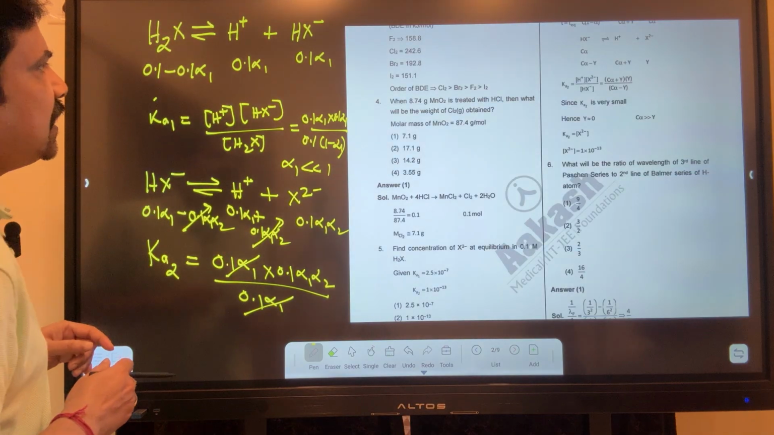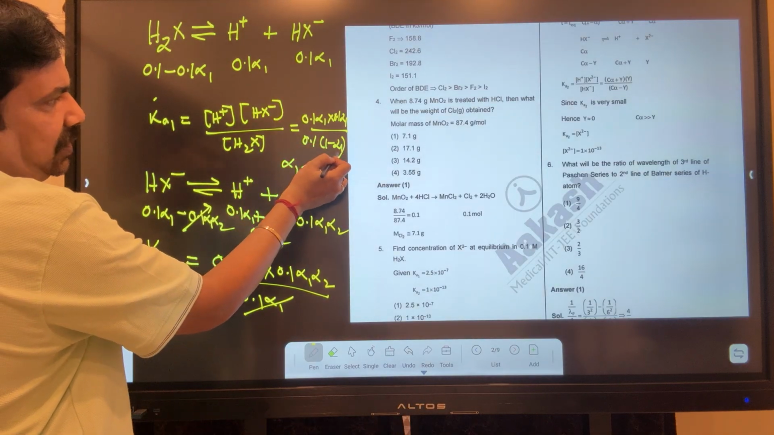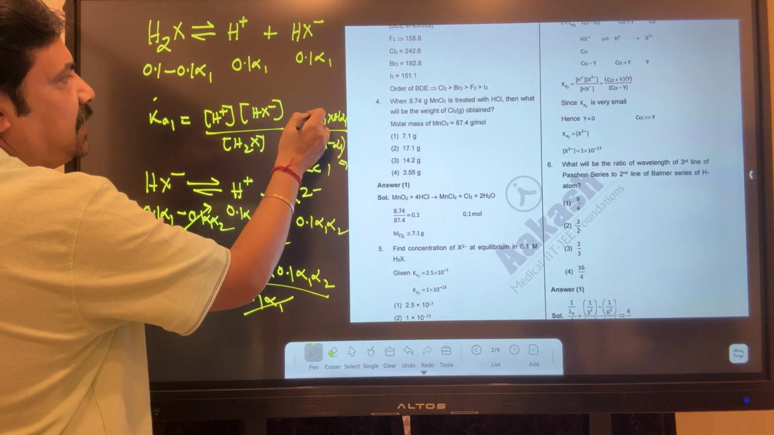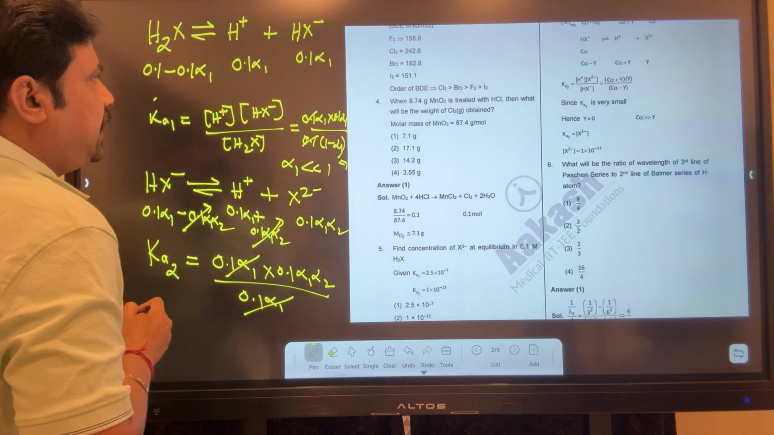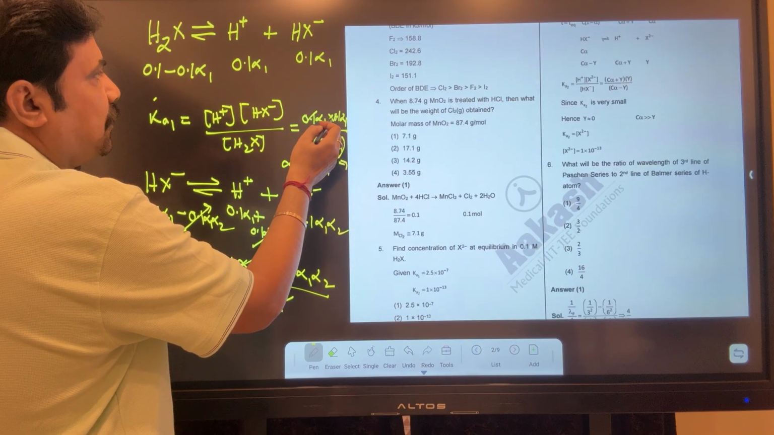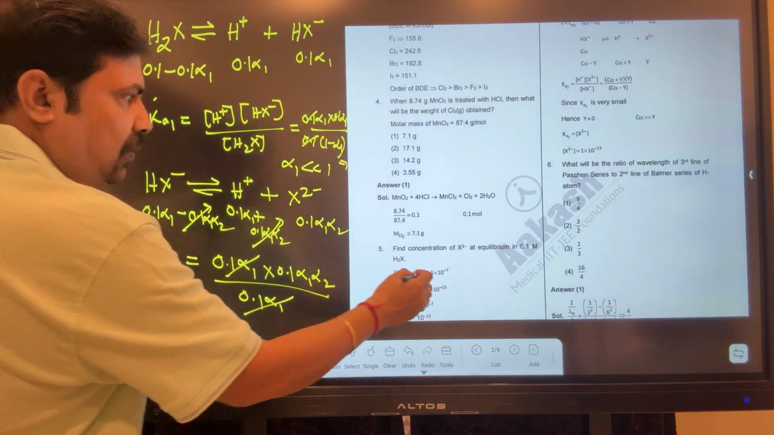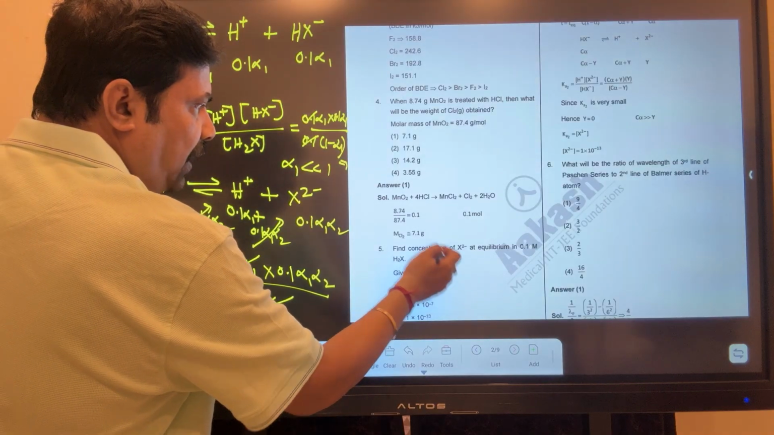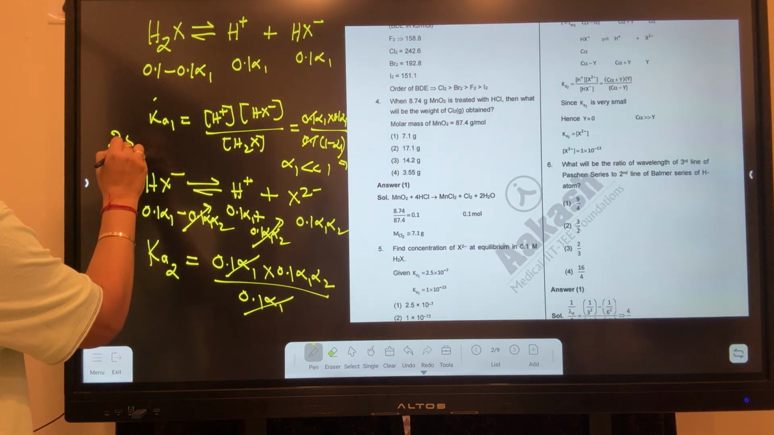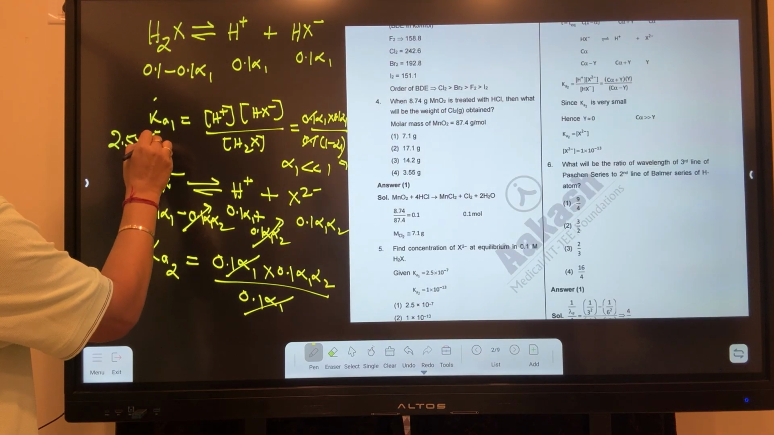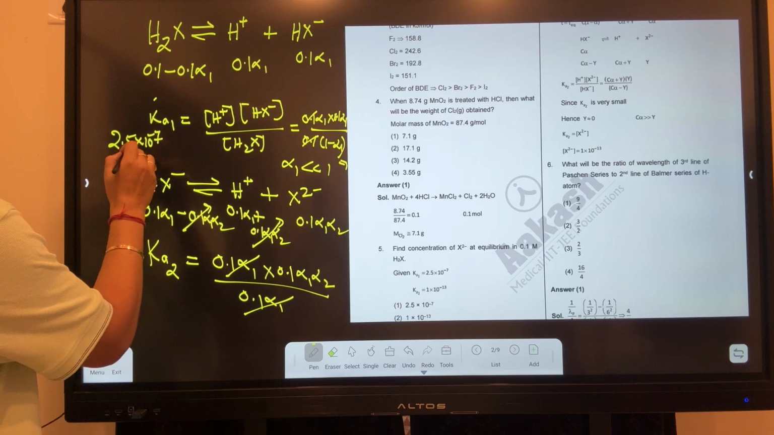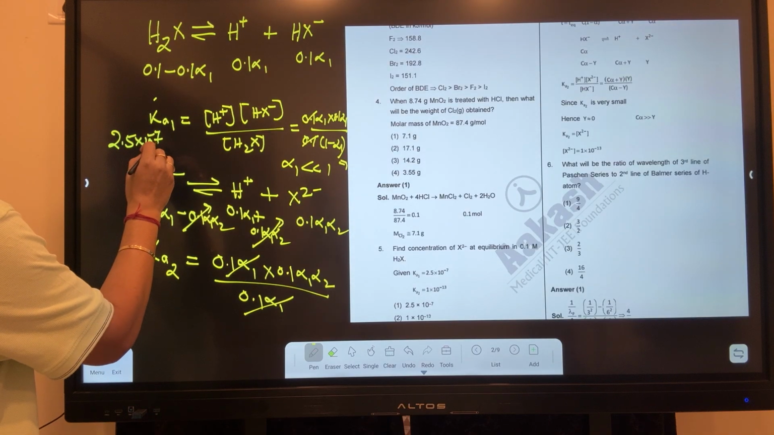From this equation, if you look at the first equation, you do 0.1 and 0.1 cancel out. Then immediately from this equation I will get 0.1 alpha 1 square. K1 equals, they already provided 2.5 into 10 to the power of minus 7. Then K1 equals 2.5 into 10 to the power of minus 7, and already we have here 0.5. So then immediately what we can get over here?